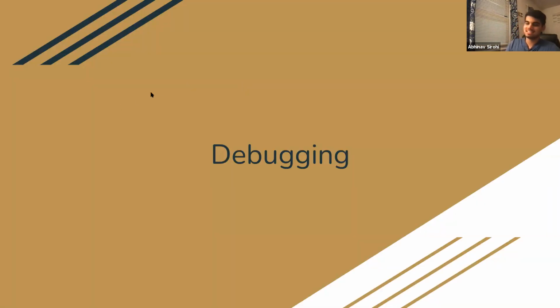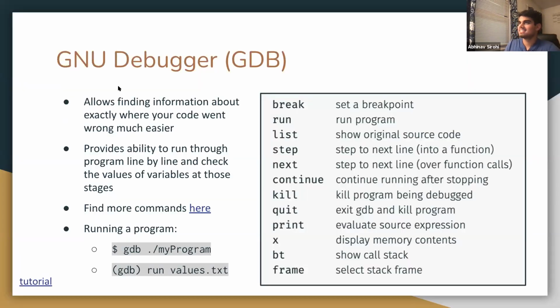So the next thing that we'll be going over is debugging. We're going to be going over GDB, which is the short form of the GNU debugger. Basically, what GDB does is it allows you to find information about exactly where your code went wrong. It makes that much easier.